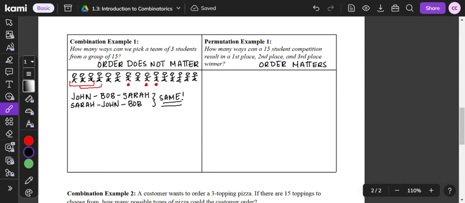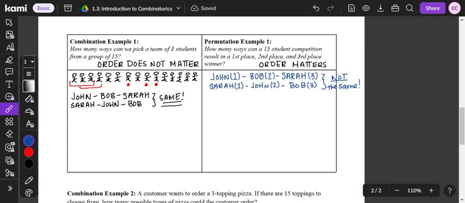If we look at the other example, when we're talking about a competition, these 2 outcomes are actually different. If I pick John first place, Bob second place, Sarah third place, that is not the same as Sarah getting first place, John getting second place, and Bob getting third place, because it's a competition, so the order matters. In this case, we would treat these as two separate events. Even though it's the same three people, there are two separate events here.